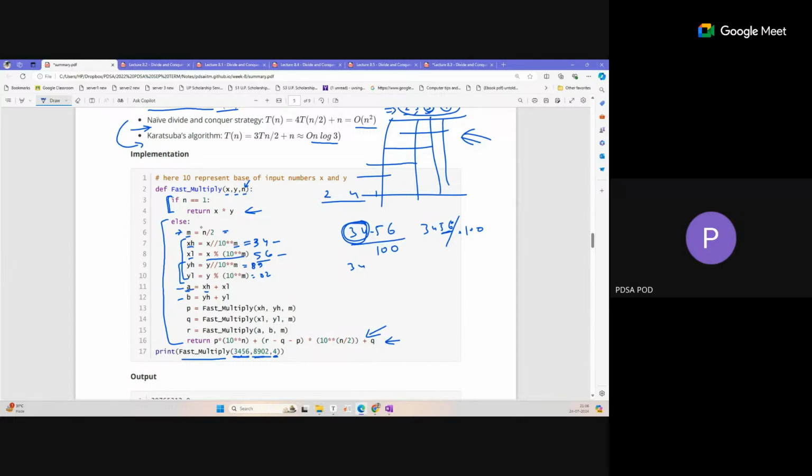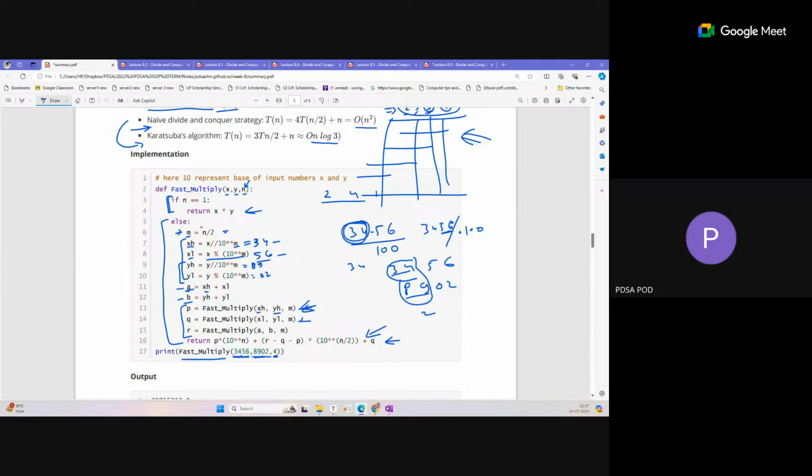So here we are just dividing all the values in this way. We get this a value and b value by some constant operation, and here these are the 3 recursive calls. We are calling the same fast multiply. You can see first p is computed with xh and yh, that means the first halves, 3456 and 8902. So we are calling the same algorithm with this size, passing 34, 89, and size 2 in this call. This is now a new call of half size.